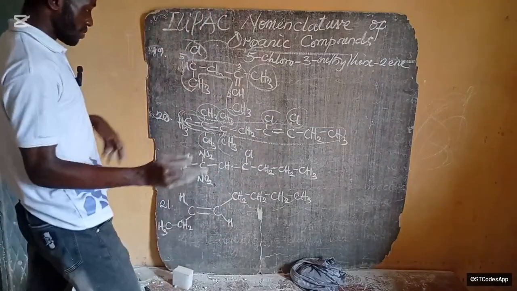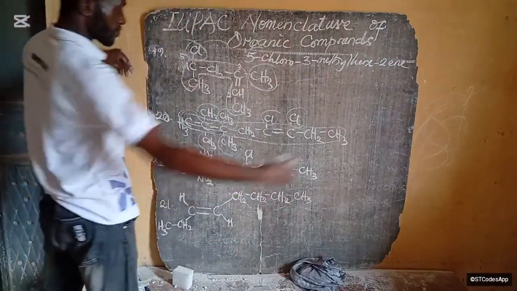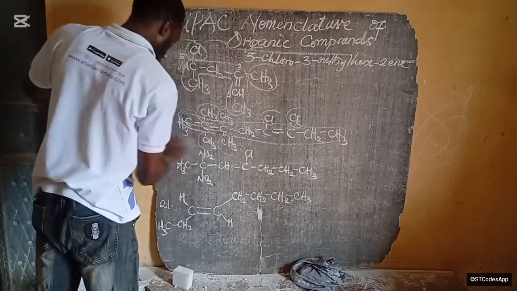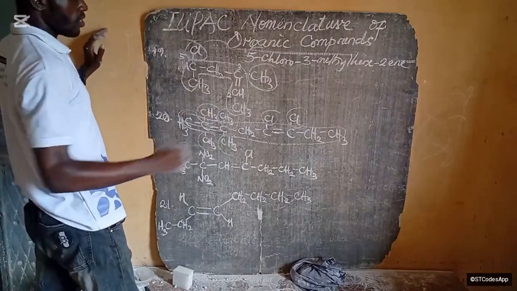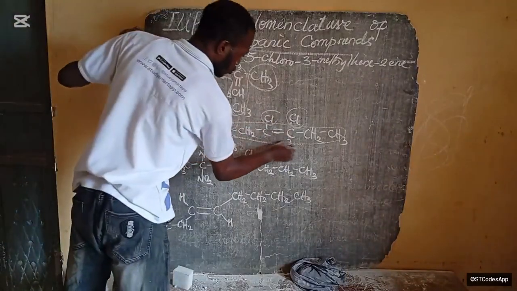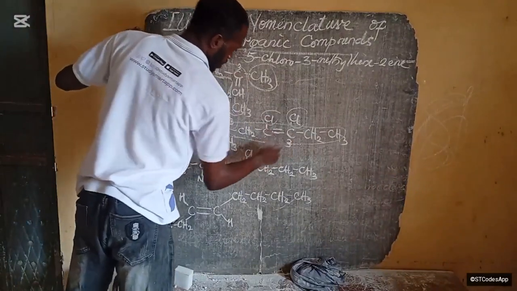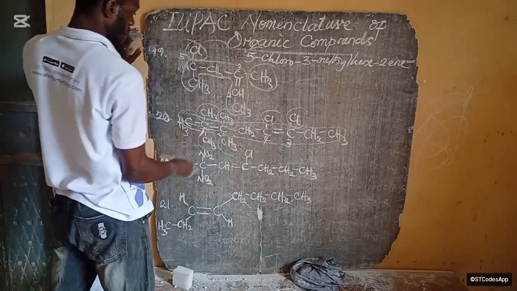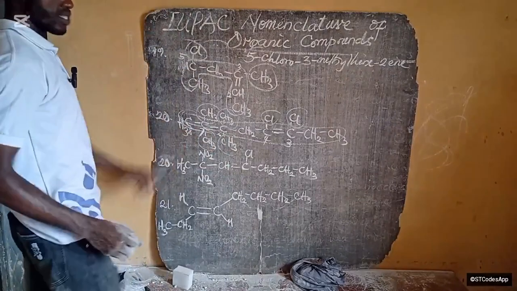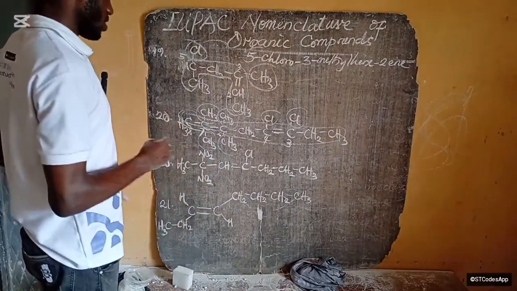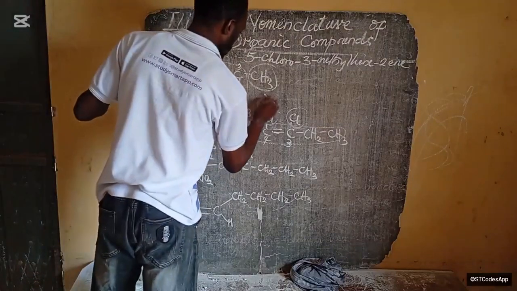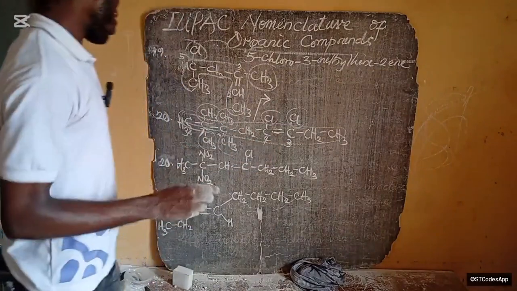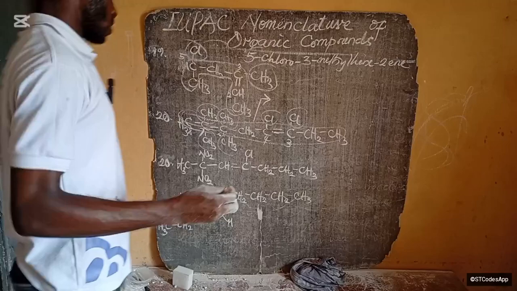So if you want to name this guy, we are going to number from that place because it gives this guy the lowest possible number, no matter the amount of substituents you have on this other side. Is that okay? So we are coming from there. So this will be on carbon 3, 1, 2, 3, carbon 4, 5, 6, 7, 8. So we are ending at oct. So the name of this moiety is going to be this. Now, which one should come first? Methyl or chloro? The chloro should come first.